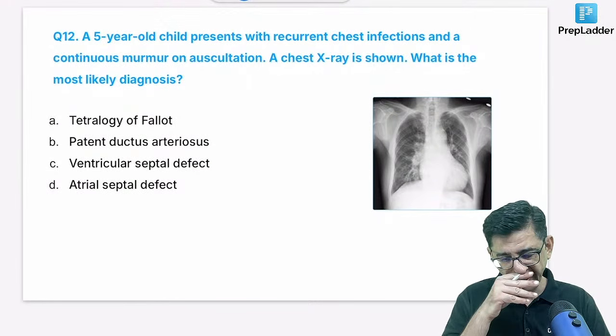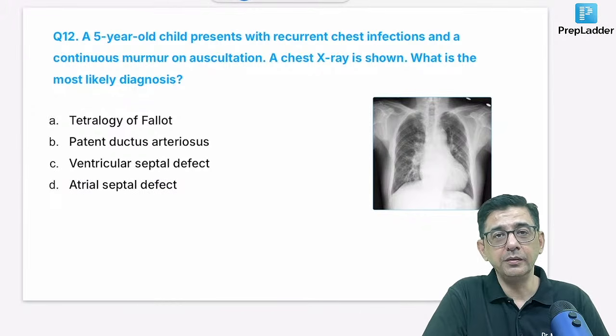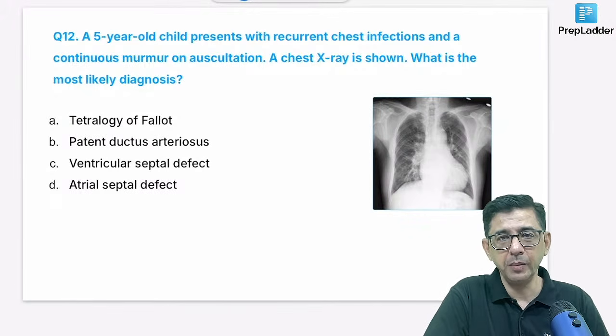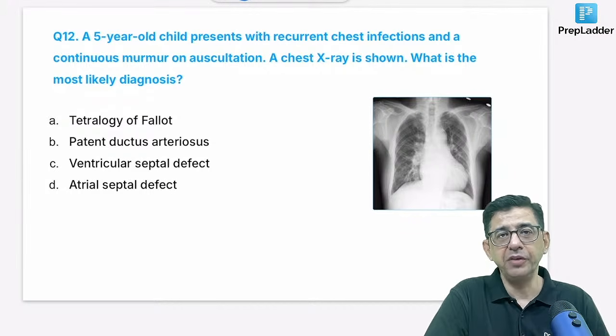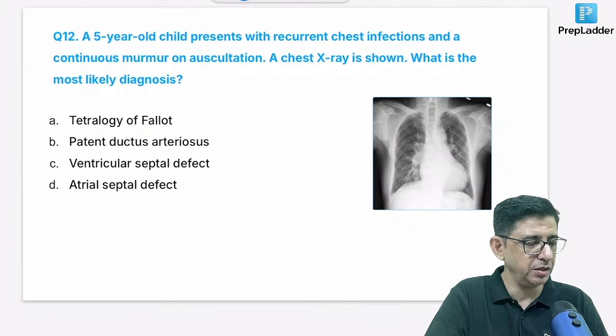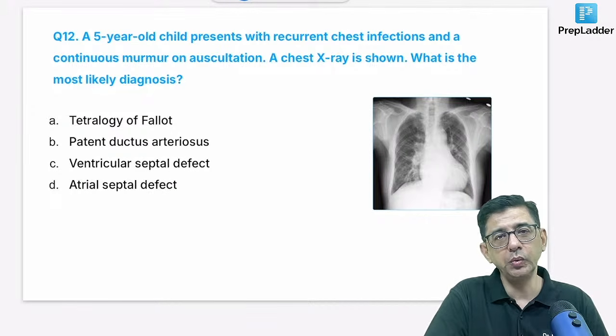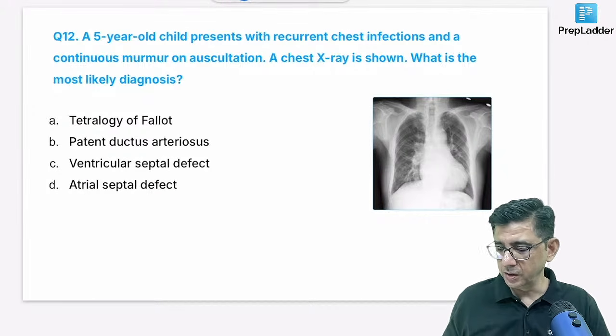Okay. A 5-year-old kid, recurrent chest infections. There's a murmur also given, and then he asks, what is the likely diagnosis in this case? A 5-year-old kid, recurrent infections and a continuous murmur. And you can notice that the apex of the heart is shifted downwards and laterally.